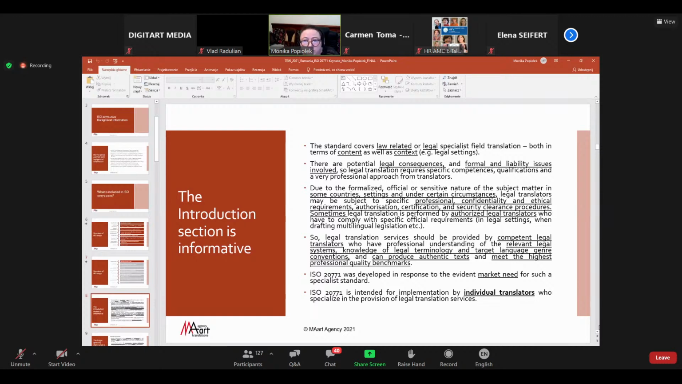The introduction section, like in most standards, in this standard is purely informative. That basically means that it's not normative. It's informative as opposed to normative, means that it tells you about what the standard is about and why it was produced, but it doesn't try to set requirements at this stage. That starts happening from the scope onwards. So this standard covers law-related or legal specialist field translation.